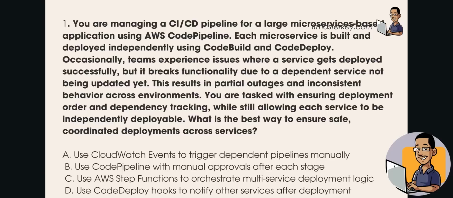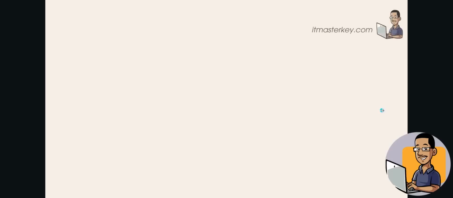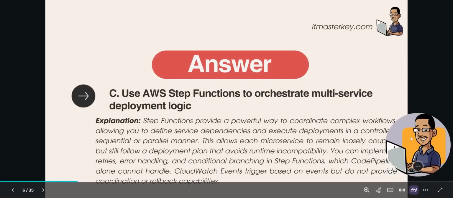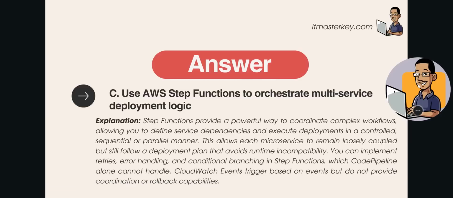Three, two, one. So the best way to do this is to use AWS Step Functions to orchestrate multi-service deployment logic. Step Functions provide a powerful way to coordinate complex workflows, allowing you to define service dependencies and execute deployments in a controlled, sequential, or parallel manner. So when you're actually in the exam room, make sure that you pay attention to that stuff. If it says what's the best way, what's the quickest way, least expensive, most expensive way, make sure that you pay attention to those things.